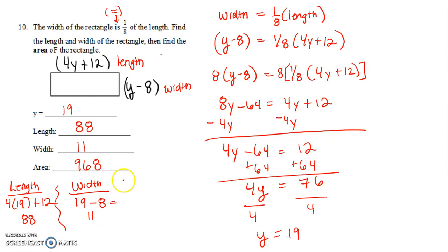Yeah. And obviously, how do you find your area? Length times width. So you do 88 times 11, which is 968. Okay, so the video for these 3 questions will stop here.